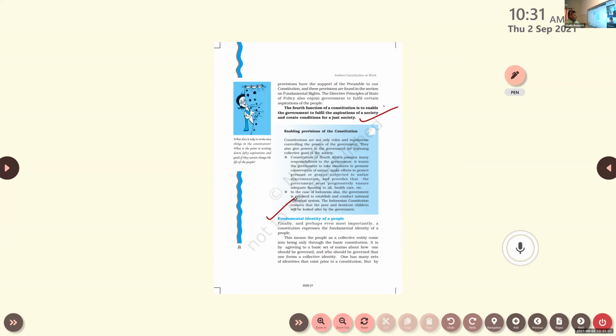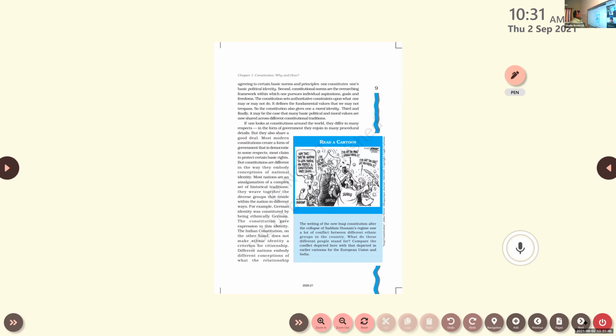This means that people as a collective entity come into being only through the basic constitution. It is by agreeing to a basic set of norms about how one should be governed and who should be governed that one forms a collective identity. One has many sets of identities that exist prior to the constitution, but by agreeing to certain basic norms and principles, one constitutes one's basic political identity.